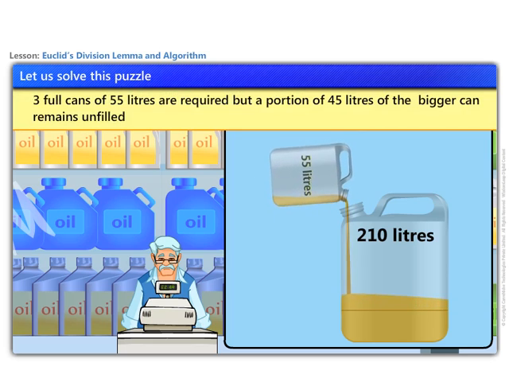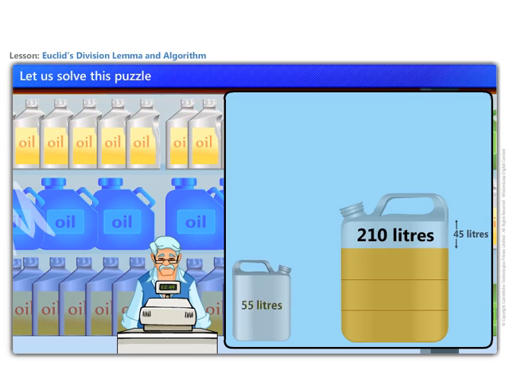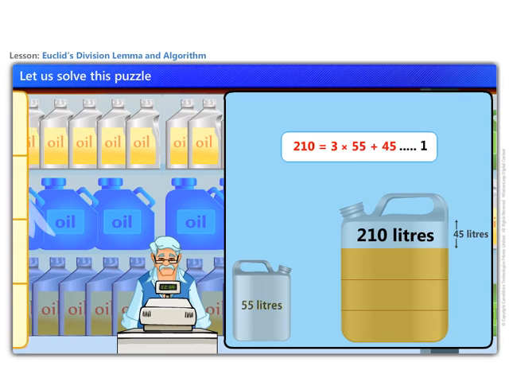Here, 3 full cans of 55 liters are required, but a portion of 45 liters of the bigger can remains unfilled as we cannot pour a full can. So, the capacity of the bigger can be expressed using a relation: 210 is equal to 3 into 55 plus 45. Let us consider this as equation 1.